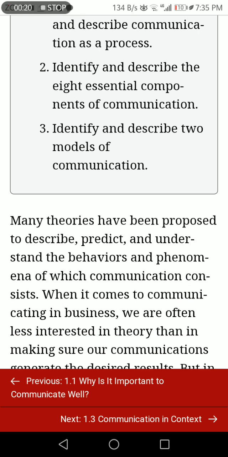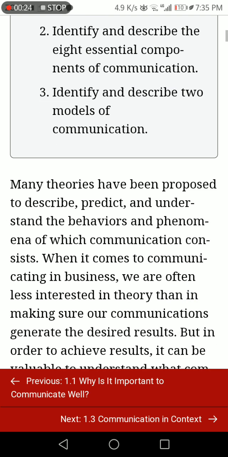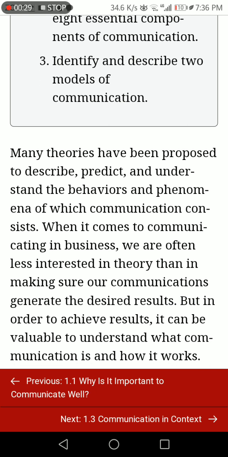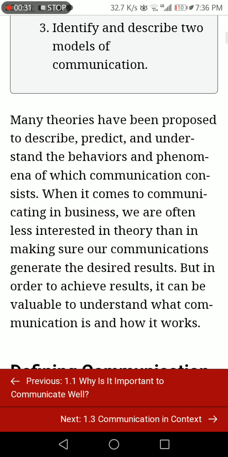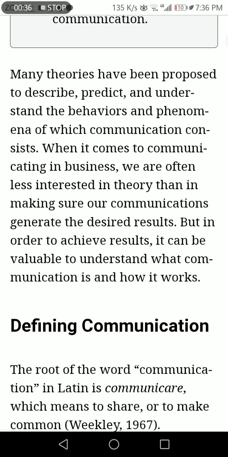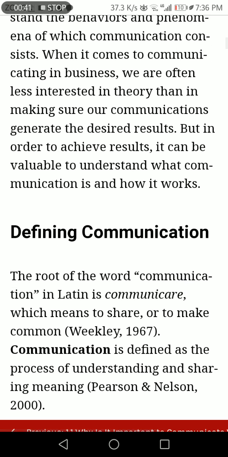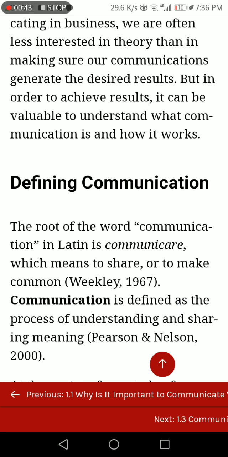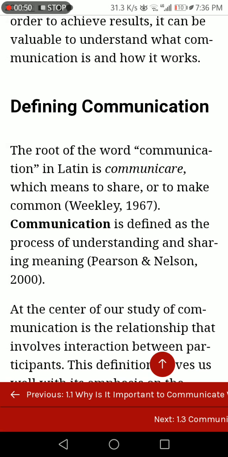Many theories have been proposed to describe, predict, and understand the behavior and phenomena of which communication consists. When it comes to communicating in business, we are often less interested in theory than in making sure our communications generate the desired results. But in order to achieve results, it can be valuable to understand what communication is and how it works. Defining communication: the root of the word communication is Latin communicare, which means to share or to make common. Communication is defined as the process of understanding and sharing meanings.